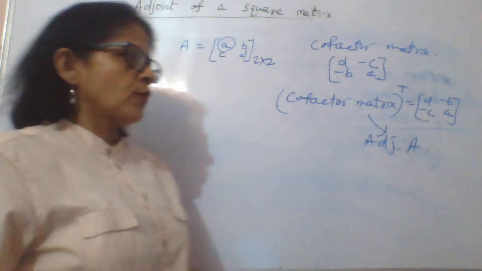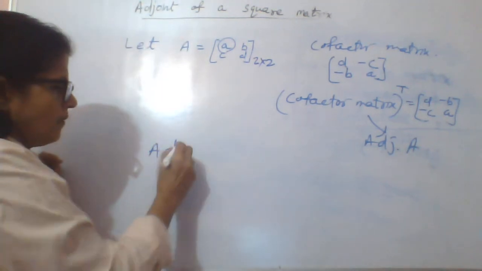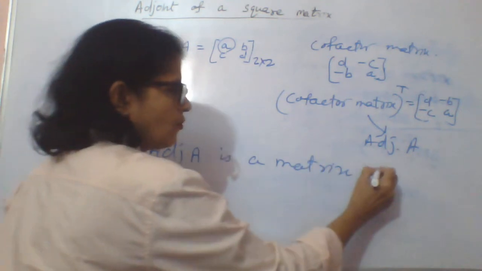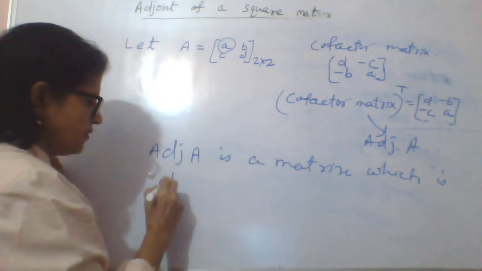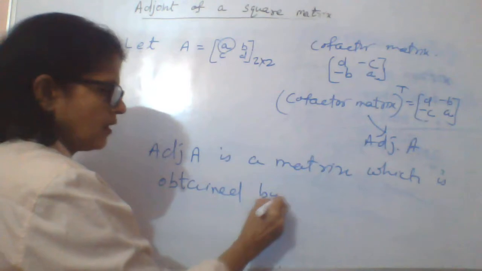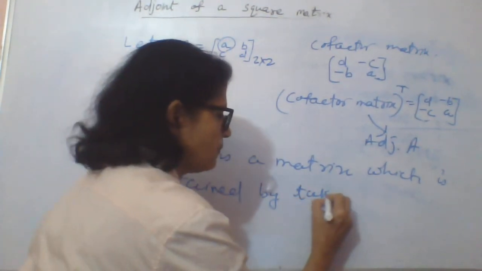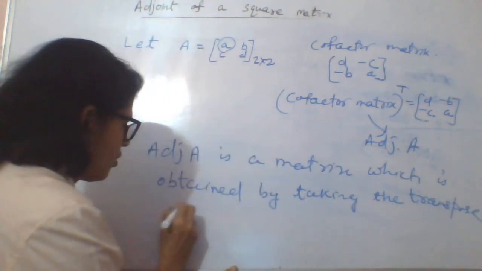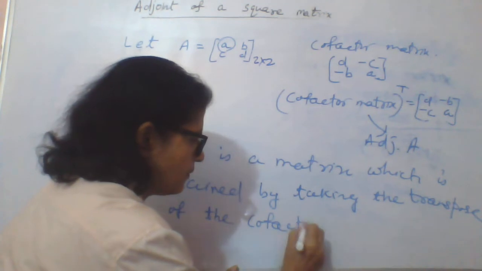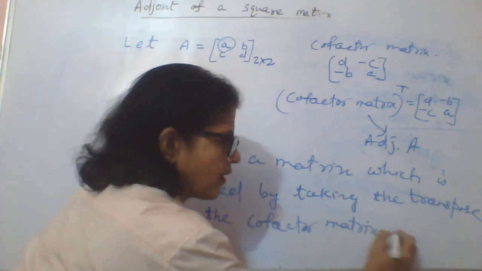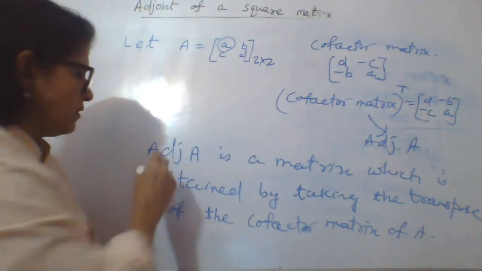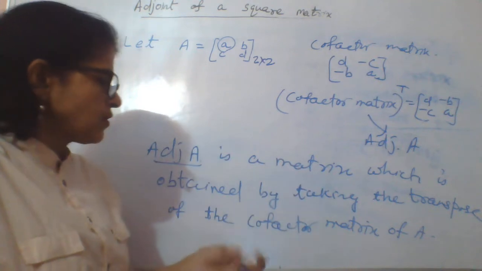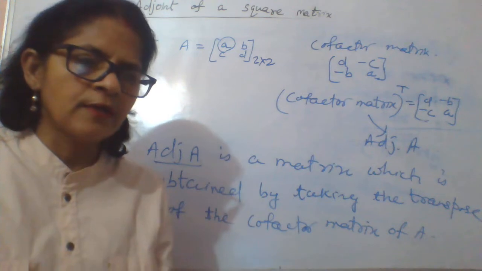So adjoint of any matrix, we denote it by adj. Let's write down the definition before we proceed to the questions. Adjoint of A is a matrix which is obtained by taking the transpose of the cofactor matrix of A. We denote it by adj A, for adjoint.